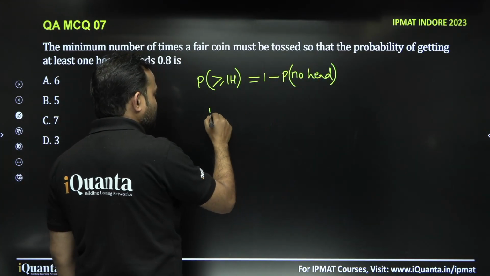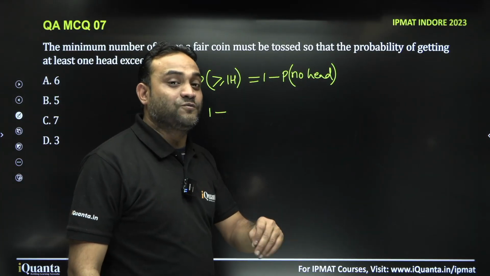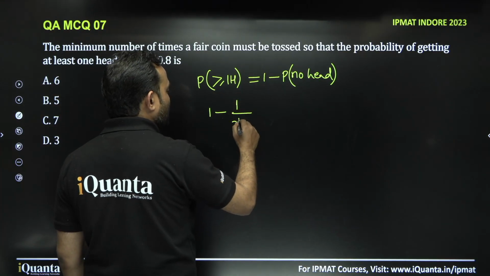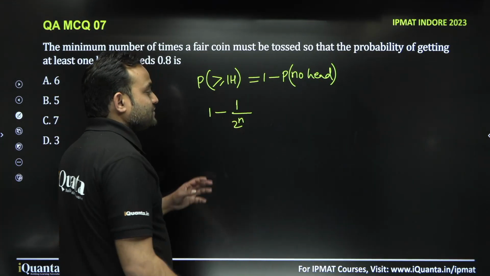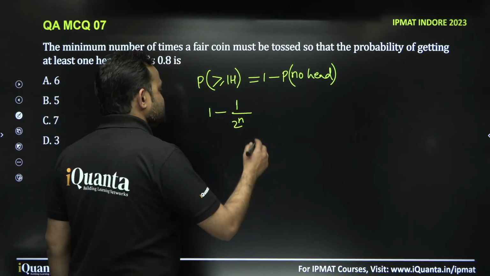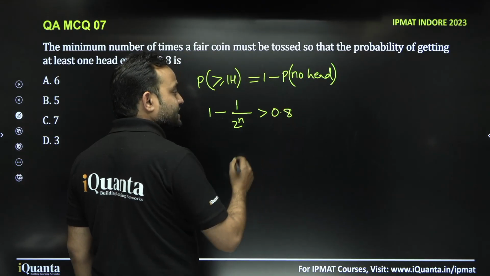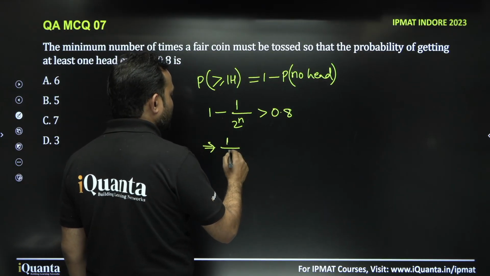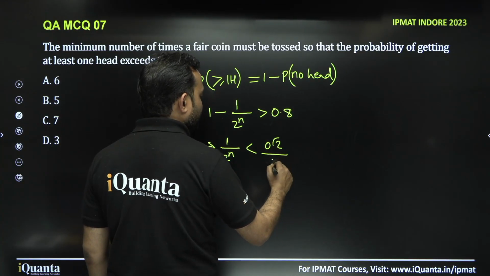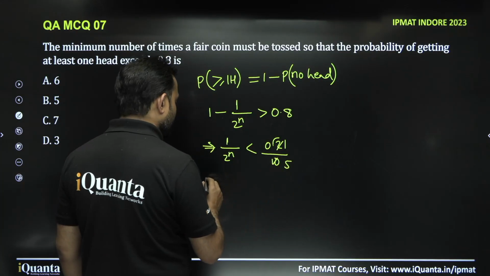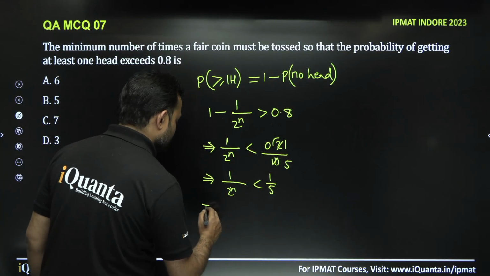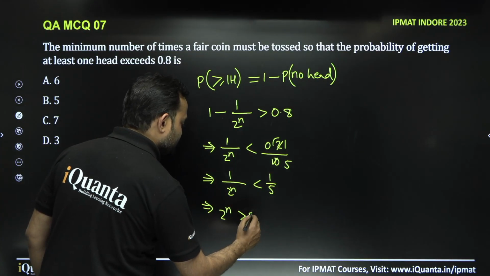So 1 minus no head means if I am tossing it n times, each time it should be tail. So if there are n times, 1 by 2 to the power n gives us that there is no head. Every time it's only tail. This should be less than 0.2, which is nothing but 1 by 5. So 1 by 2 to the power n is less than 1 by 5, or we can say 2 to the power n must be greater than 5.